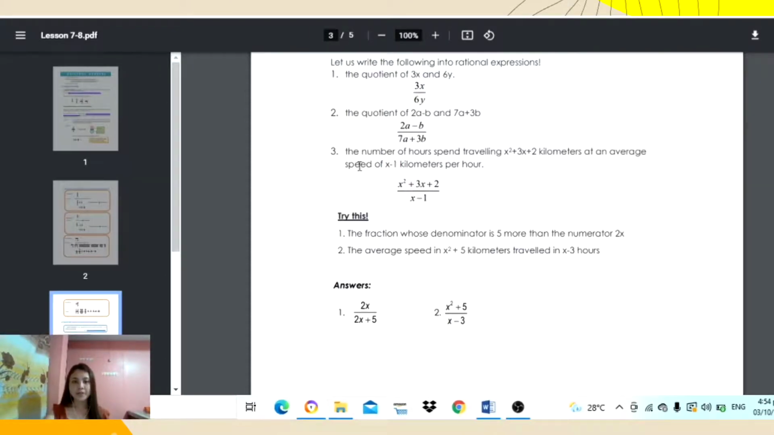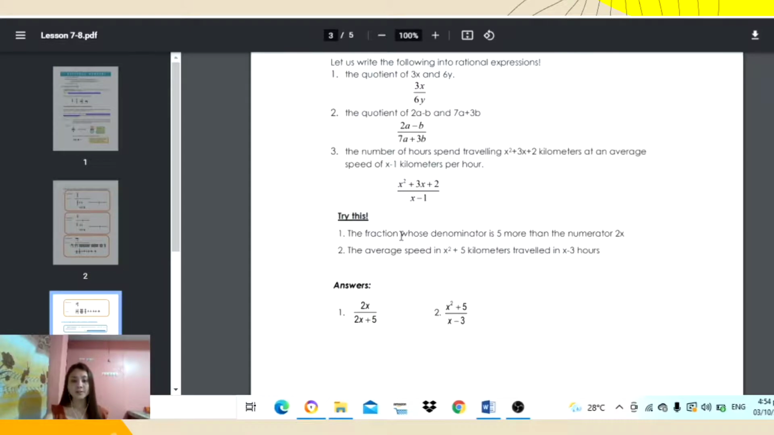Now, let's have number 3. The number of kilometers traveled is x squared plus 3x plus 2 kilometers at an average speed of x minus 1 kilometers per hour. So kilometers per hour means kilometers divided by the hours spent traveling that distance. So we have here x squared plus 3x plus 2 divided by x minus 1. This is the rational expression for statement number 3.